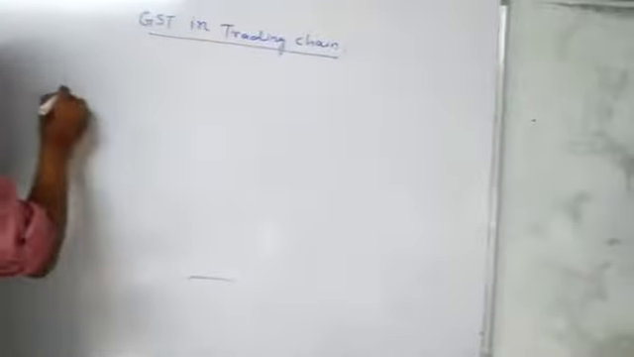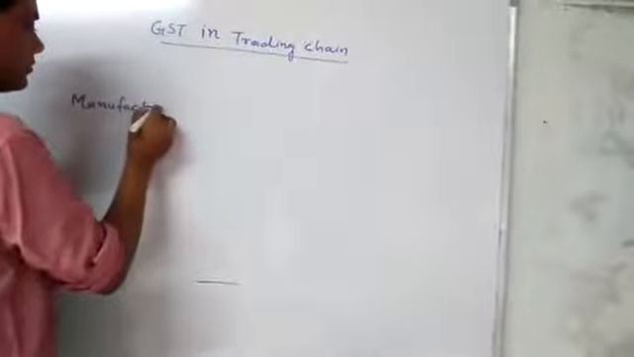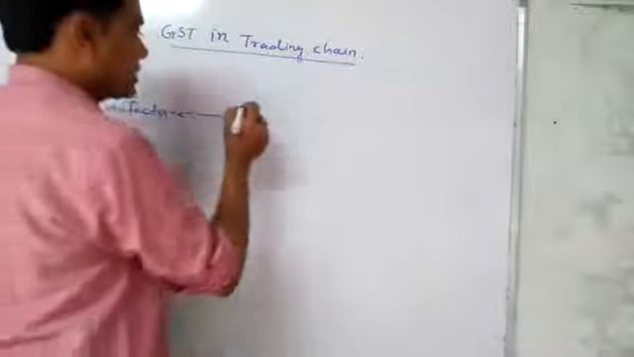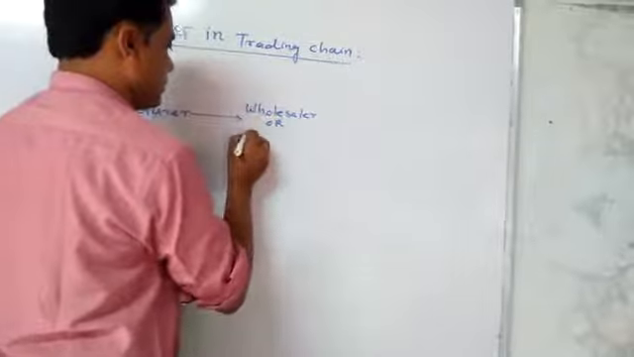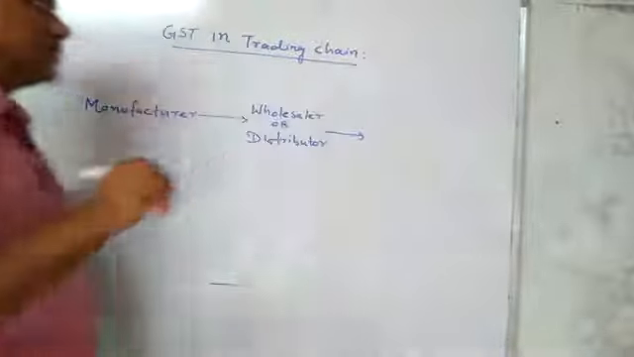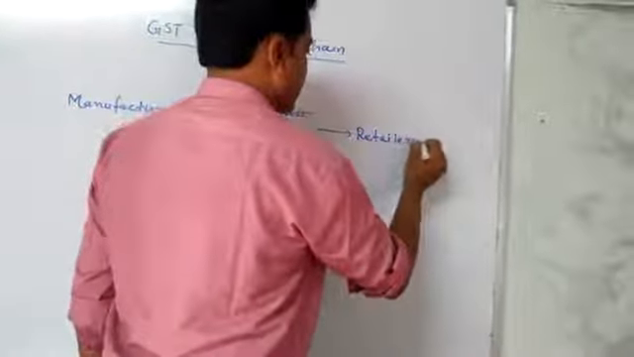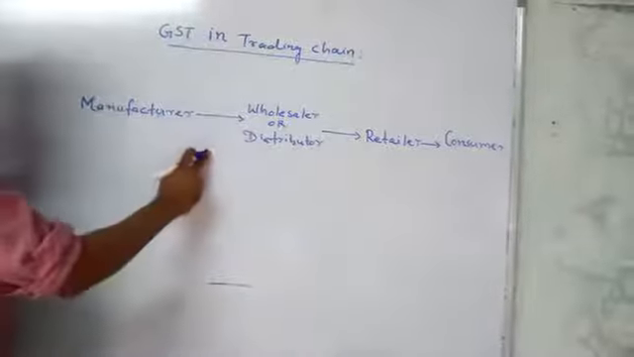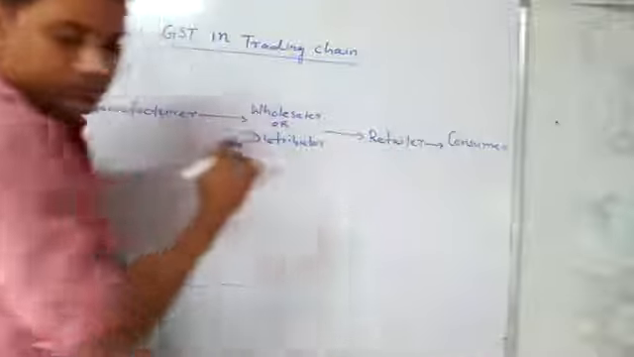First, manufacturer to wholesaler or distributor, then distributor to retailer, and retailer to consumer.